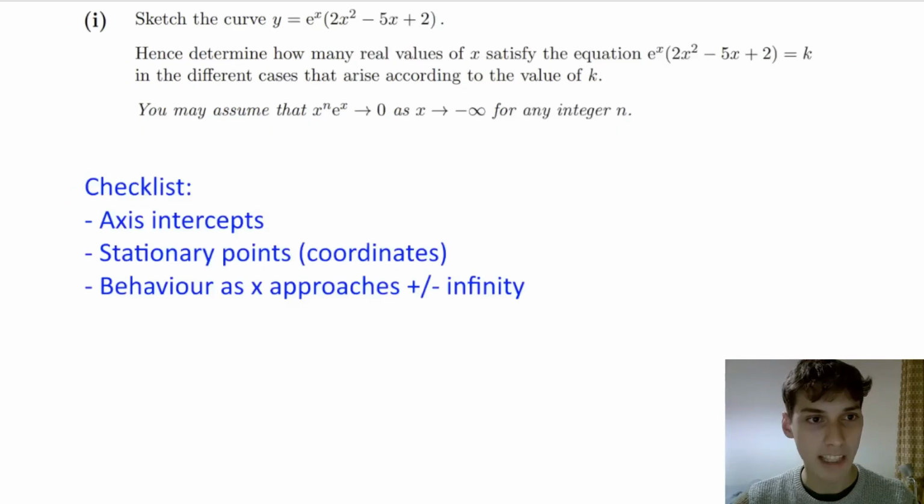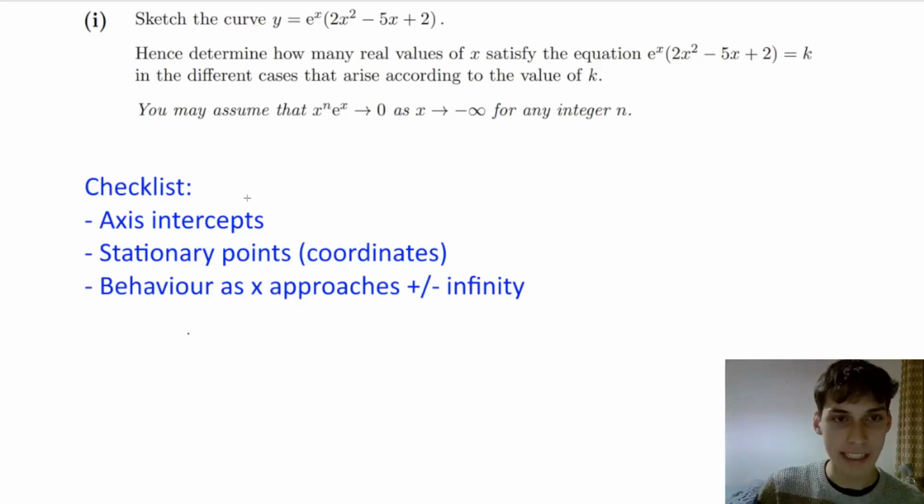So actually I've made a checklist here. Axis intercepts, the first thing to look for, stationary points, and the behaviour as the graph approaches plus or minus infinity in the x direction. So let's just start by going and finding some of these so we can sketch this graph. Let's start with axis intercepts.